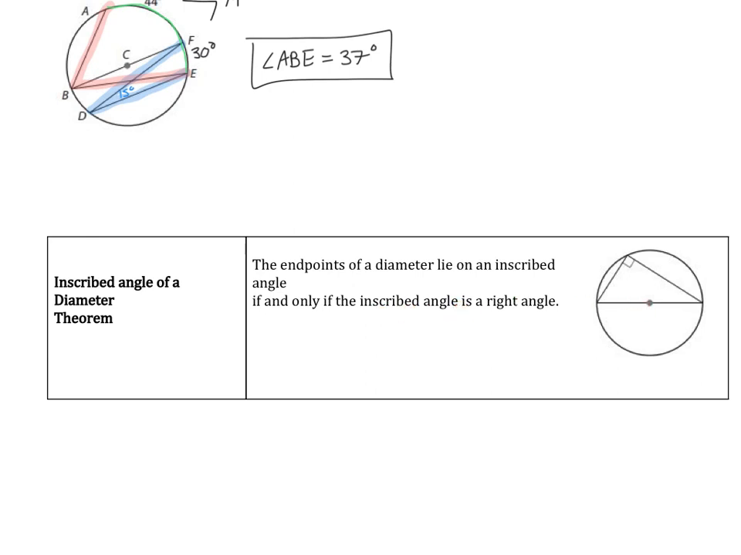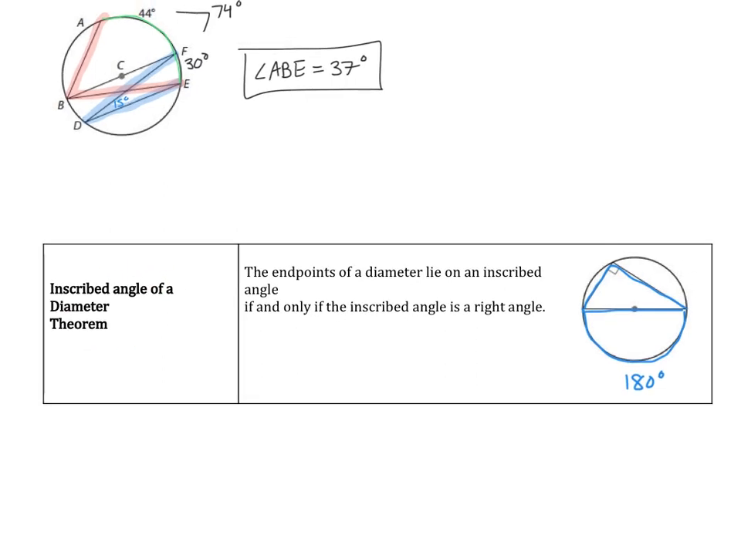Again, you don't need the theorem to tell you this, because we know that a diameter creates an arc that is 180 degrees. So if it has an inscribed angle, that angle will always be half of that arc measurement, which must be 90 degrees. So again, it's something that you could figure out without knowing the theorem, but it does have a name, so now you can use it in the future.